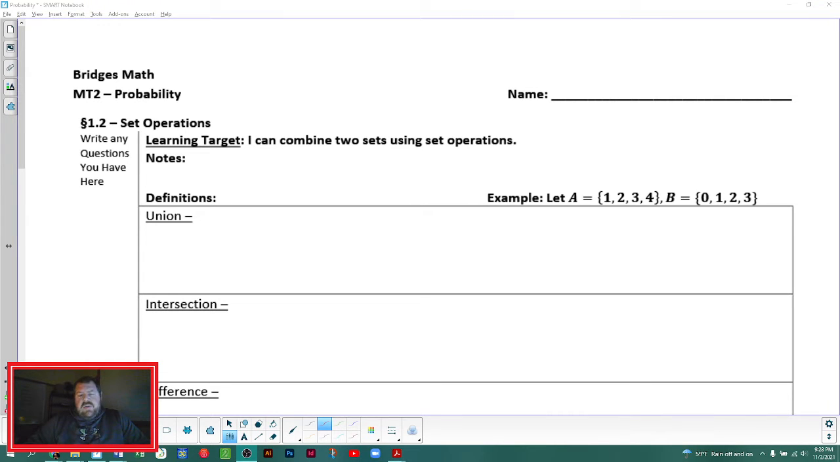Today we're going to continue our look into set theory, and we're going to take a look at some set operations, some ways of combining two sets, and maybe more than two sets, but just for now, we'll take it slow and easy.